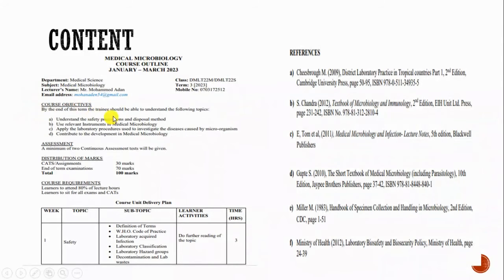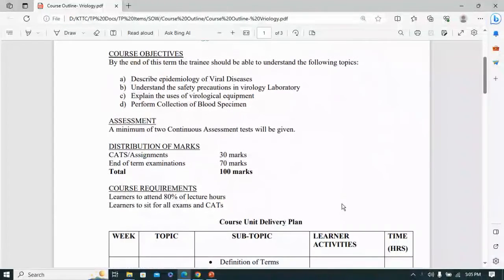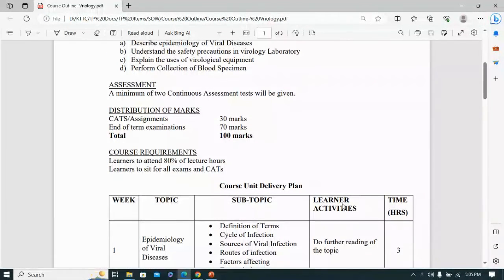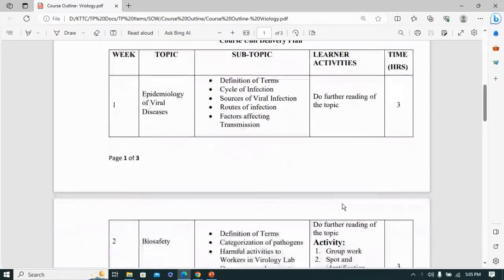Of course, it has course objectives, assessment, distribution of marks, what the course requirements are, and very importantly, the course unit delivery plan. So, in terms of weeks, what are you going to cover? Which topic in week one, week two, like that? What are the subtopics that are going to be covered in that topic so that you're able to achieve your course or learning outcomes? What are the learners' activities?